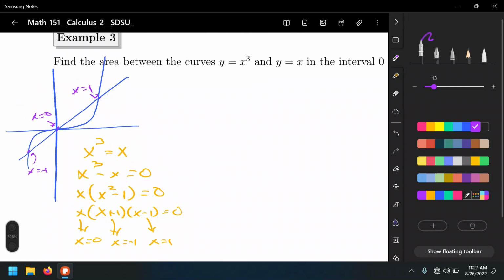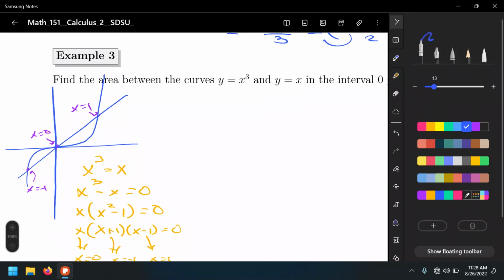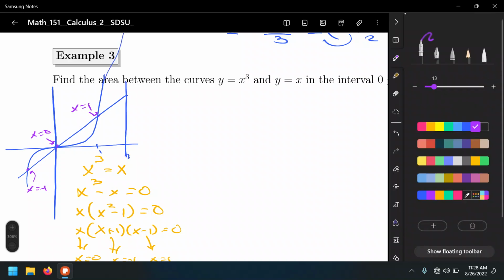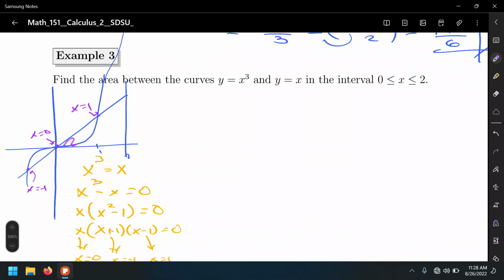However, we are asked to integrate from 0 to 2. Right? So from 0 to 1, and then 1 to 2, so that's going to be actually 2 areas right here. Like I mentioned before, ultimately we will still be finding 2 areas. Okay?